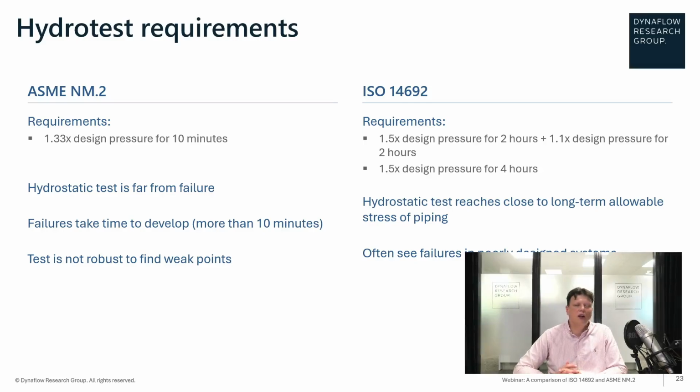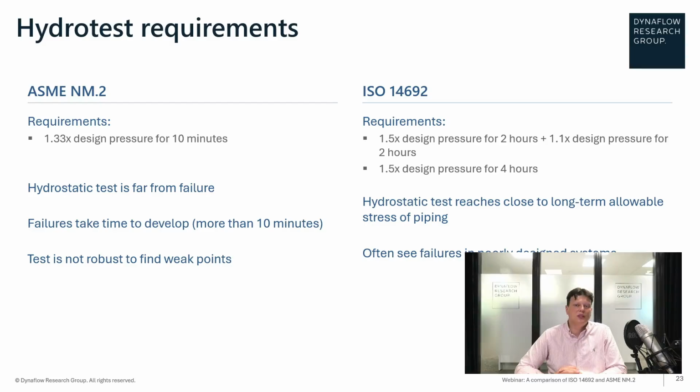Finally, you have this idea of hydrotesting before putting a system online. And here the ASME NM2 and the ISO are very different. In the ASME NM2, the minimum requirement is 1.33 times the design pressure for 10 minutes. And in the ISO, it is 1.5 times the design pressure for 2 to 4 hours, depending on whether you perform this leak test. So you can see that the largest differences are both the time, 10 minutes to 4 hours, as well as the pressure to be used, which is 1.33 times in the ASME NM2, and in the ISO, it is 1.5 times.